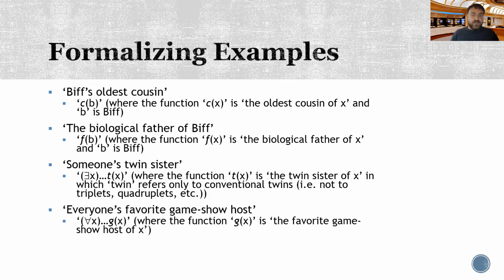But the idea is that we have G, right? The italic G names the function "is the favorite game show host of" input, and then, of course, X is our input. So we want to say the favorite game show host of everyone, for all X. So that's the idea there, that what you're doing is naming a function and then naming some kind of individual as an input, whether that individual is a variable or a constant, like say Biff. That's how it works.